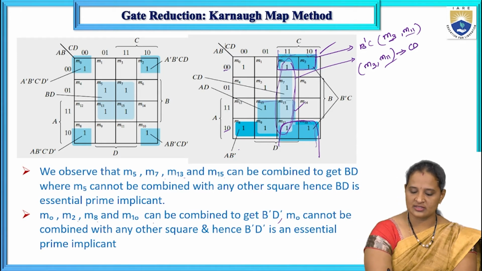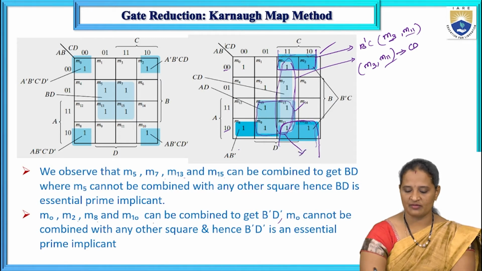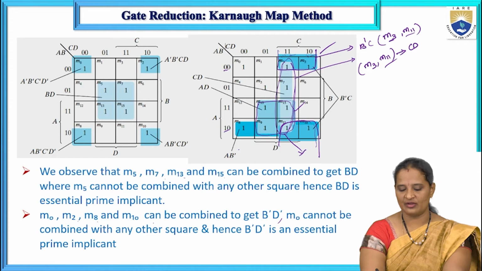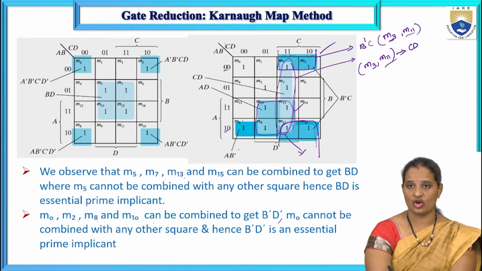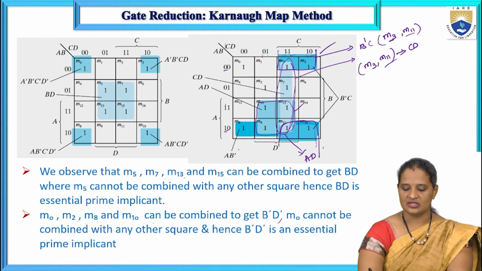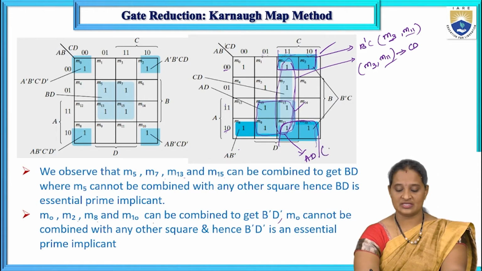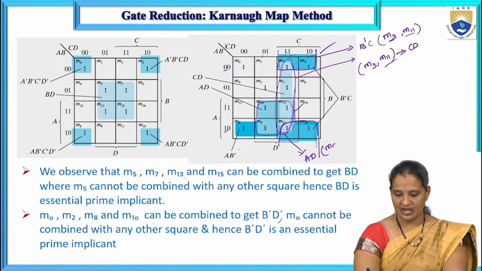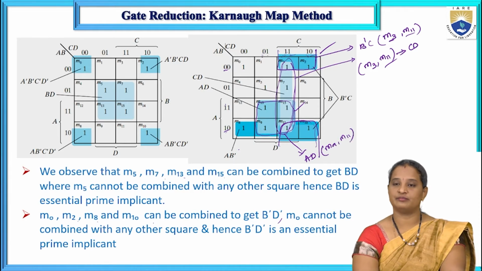Next, to cover 9 here, I can form a group with these 4. And what is the prime implicant for this one? A value is common for the third and fourth column. So consider A, whereas B is varying, eliminate B. Now second and third columns, C value is varying, eliminate C, D value is common, AD. So AD is a group which is covering M9, M11.